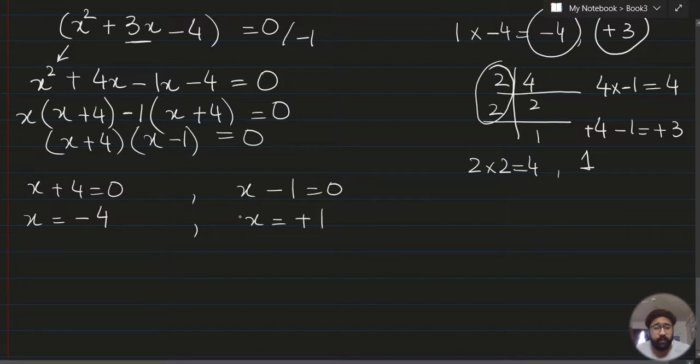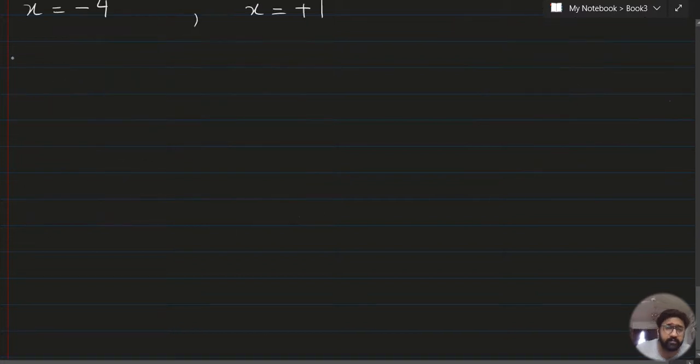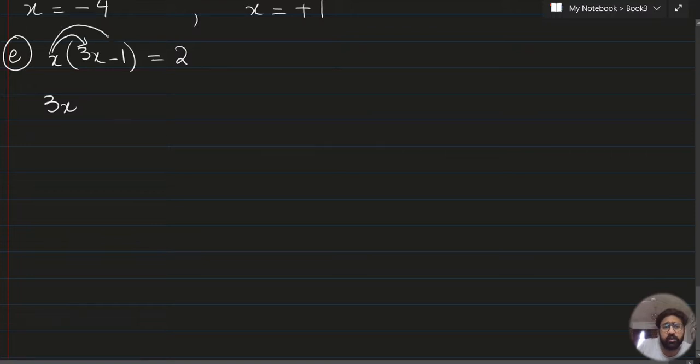Now let's move on to the next part, that is part E. x bracket 3x minus 1 is equal to 2. Now, first of all, we will make this a quadratic equation, and then we are going to do either the prime factorization, or middle term breaking, or completing the square or quadratic formula. So 3x square, you just simply need to multiply this x with both the two terms that are inside. So 3x square minus x is equal to 2.